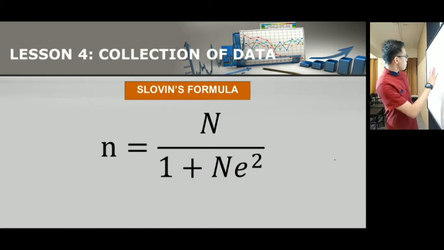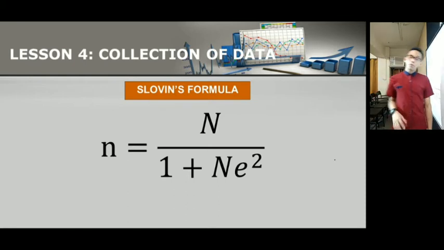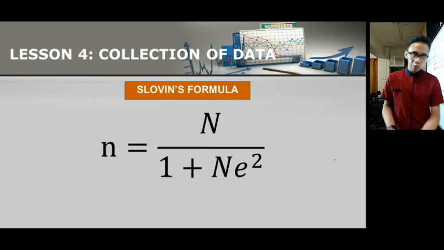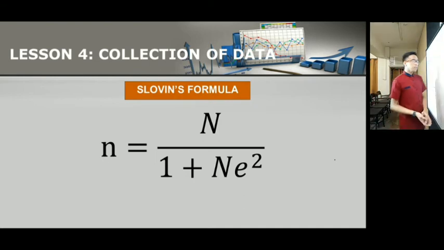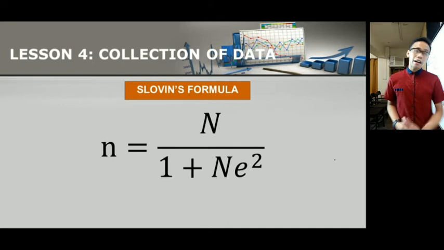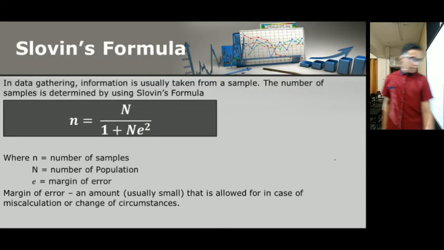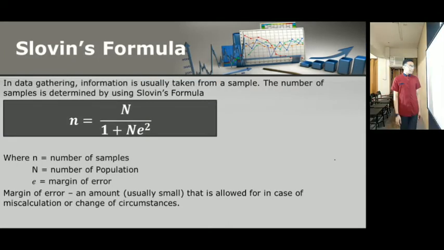Ulitin ko, si SLOVIN formula din po class, siya ang magsasabi sa'yo kung ilang respondent or ilang sample lang ang kukunin mo from your particular population. At hindi niya sasabihin kung sino yung i-interviewin mo. Yung bilang lang ang kanyang sasabihin dito. Now, let us determine what is SLOVIN's formula.